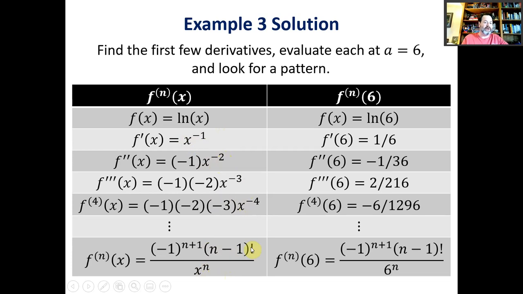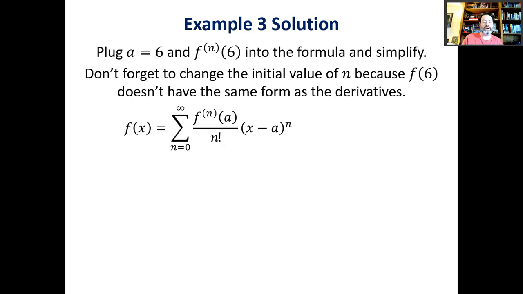That's generally not how we do it because you end up wanting to use the ratio test to find convergence and divergence. The ratio test works better with fractions. So over here, this is the same thing. So this is the general form of the function, but I need to plug in 6. So this is what I'm going to use. I have to plug in x equals 6. So this whole thing, exactly the way it appears, gets put into the equation. Right? Plug in a equals 6 and f n of 6 into the formula and simplify.